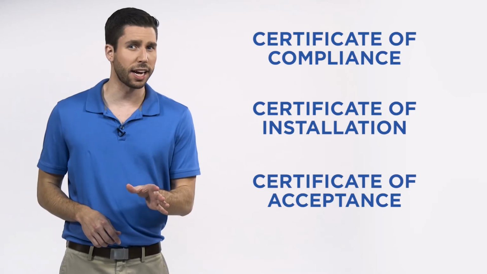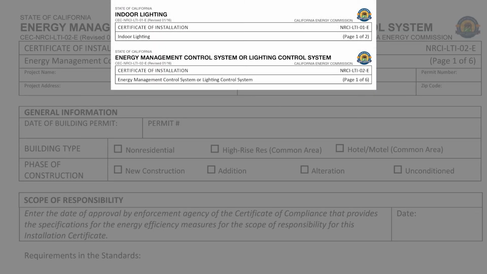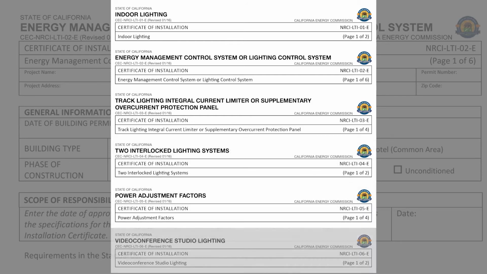The ATT will review the completed certificates of compliance to understand the scope and number of acceptance tests needed on a project. Next, we'll take a look at the certificates of installation. These forms require the installing contractor to identify all equipment and systems regulated by the standards and certify that these items have been installed in compliance with the regulations. Certificates of installation must be posted or made available with the building permit for inspection, and a copy must be provided to the building owner at occupancy. The ATT reviews these certificates to understand what lighting control devices were actually installed.